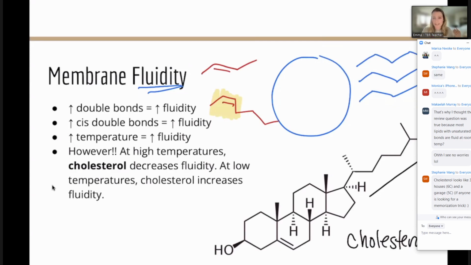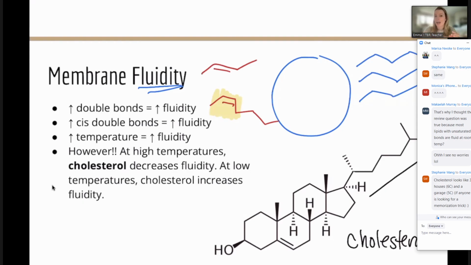It kind of does the opposite. So at high temperatures, when we're usually really fluid, cholesterol is going to decrease our fluidity. And at low temperatures, when we would usually be more rigid, it's going to increase our fluidity. So this is actually beneficial to have within our plasma membrane because it builds in this balance for us. And so when you're thinking about fluidity, you're always trying to think about what's naturally happening and what's going to bring me back to balance.